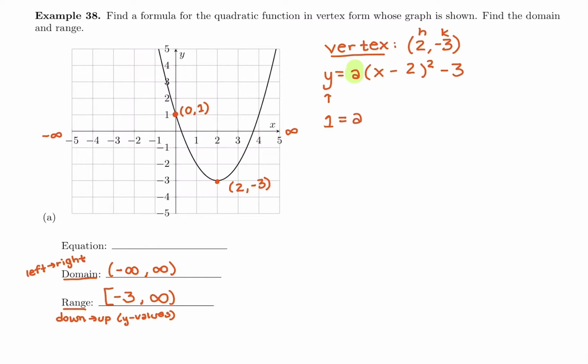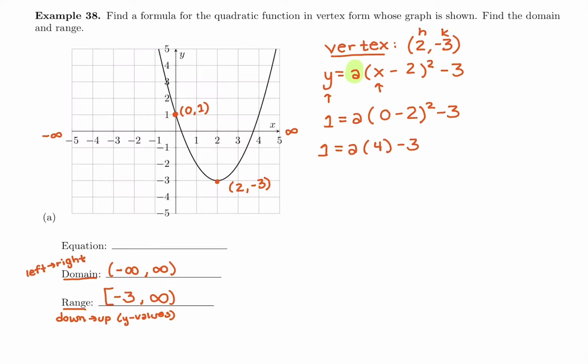We're solving for a, so I'm going to leave it as a. When x is 0, though, we have 0 minus 2 squared, minus 3. So we know x and y, we already found h and k, and now we just plug in the point 0, 1 to find a. So 1 equals a times negative 2 squared. Negative 2 squared is 4, minus 3.